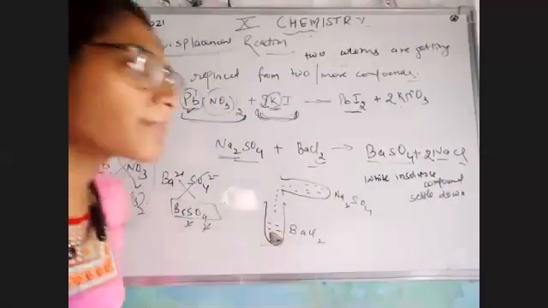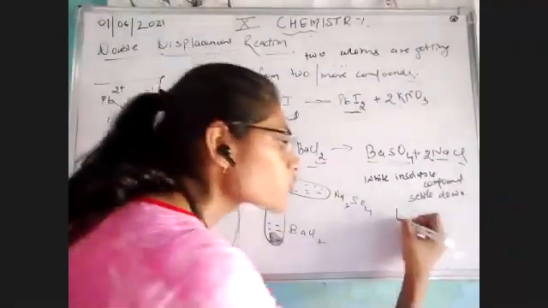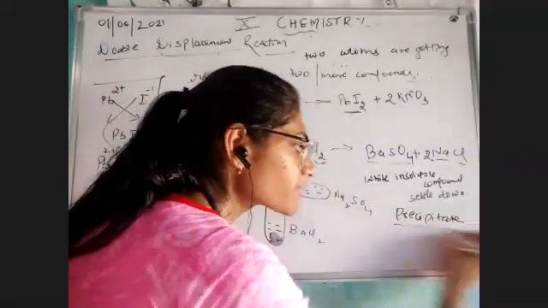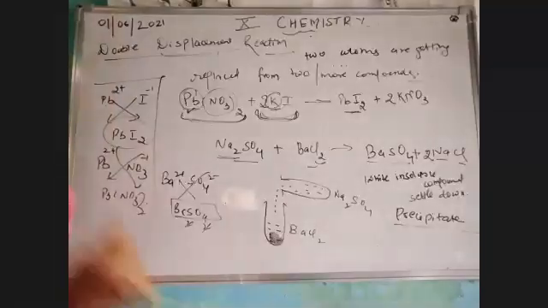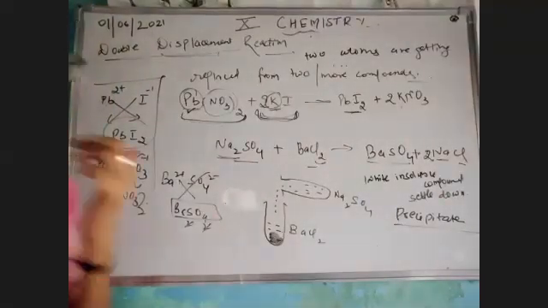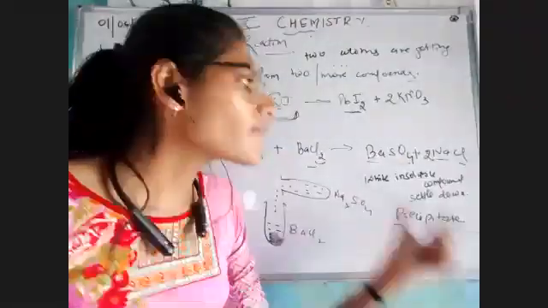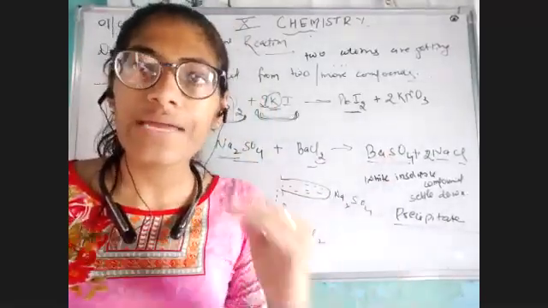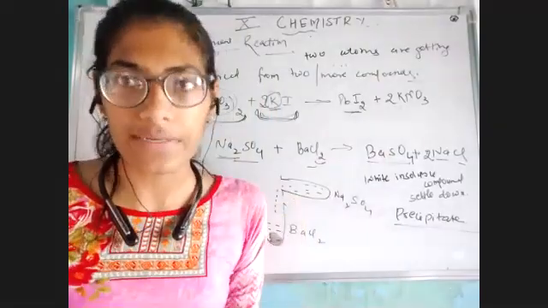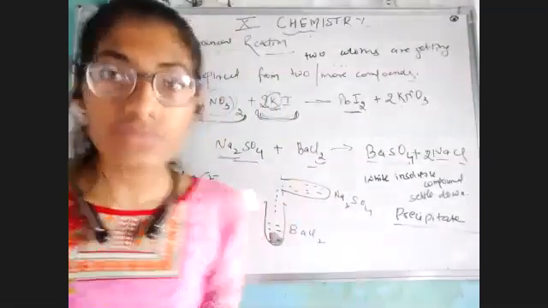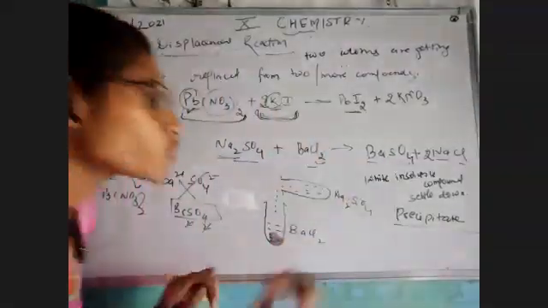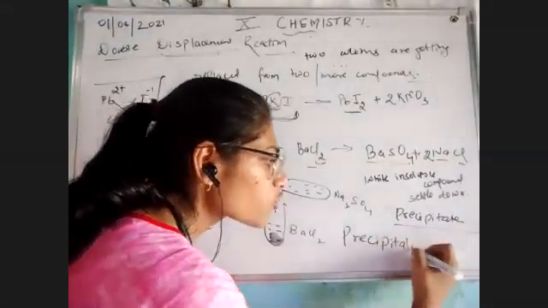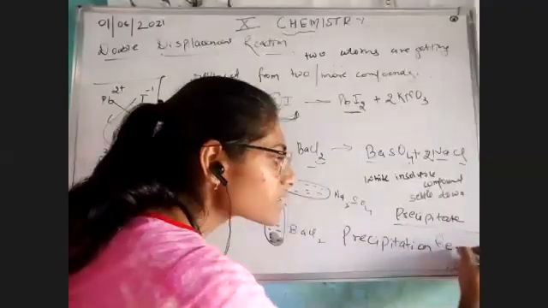Moreover, the compound which settles down is known as a precipitate. Have you heard the word precipitate? I think in 9th class you have studied it. A precipitate is something which is insoluble and which settles down whenever my reaction has almost been completed. Am I clear? So this reaction is also known as a precipitation reaction. This is known as a precipitation reaction.